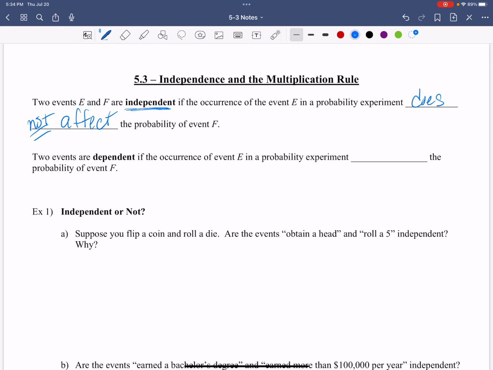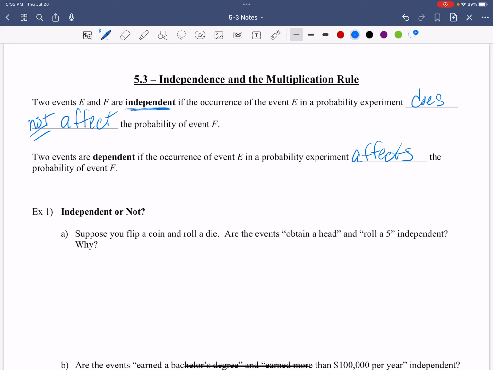So by that same rationale, two events are dependent if the occurrence of event E in a probability experiment affects the other one. One is depending on the other. They affect each other. Independent does not affect. Dependent does.